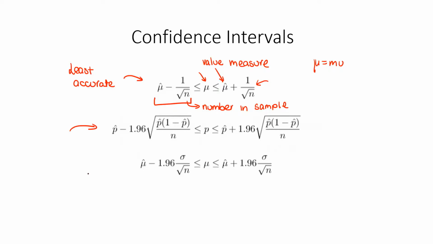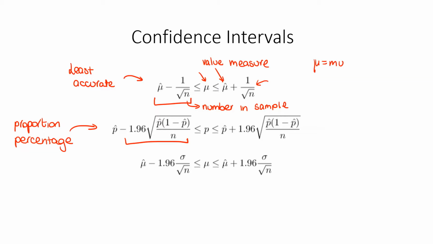The second one now, p hat, and all this horrible formula, it's much more accurate, and we use this when we're given a proportion or a percentage. So for example, 68% of the population or 20% of the population. So that p hat instead of mu doesn't represent the mean, it represents the percentage or the proportion.